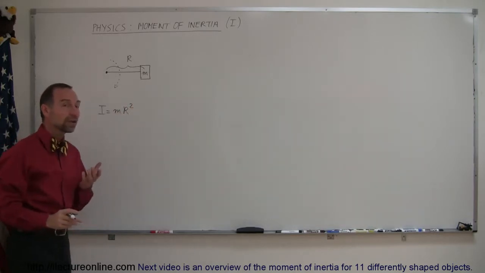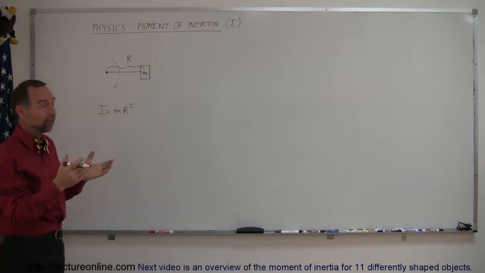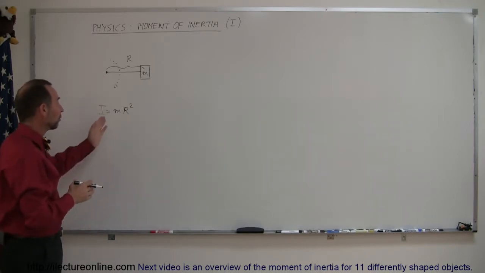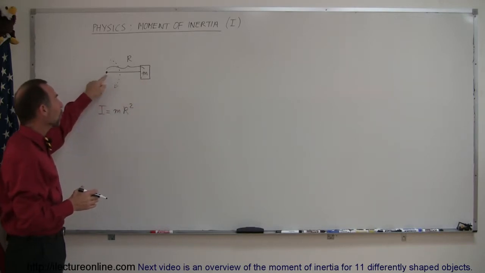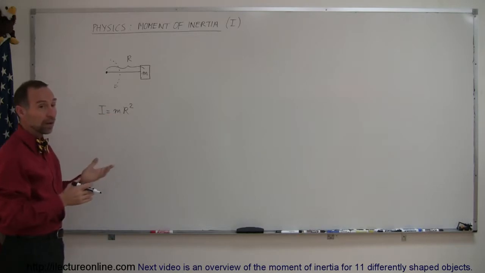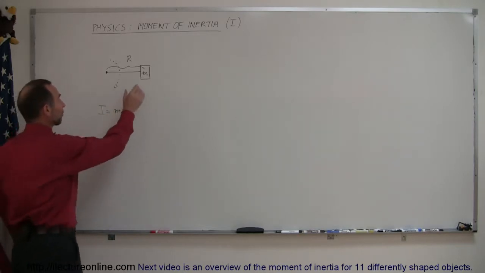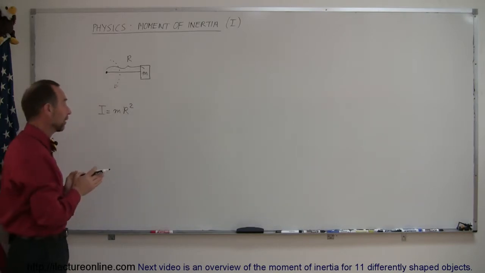So notice there's two things here that make up the moment of inertia. Its mass, because the bigger the mass, the more moment of inertia it has, but it also depends upon how far the mass is located away from the point of rotation, the center of rotation. And you can see that since r is squared, the distance where the mass is located from the point of rotation is the most important part of this.